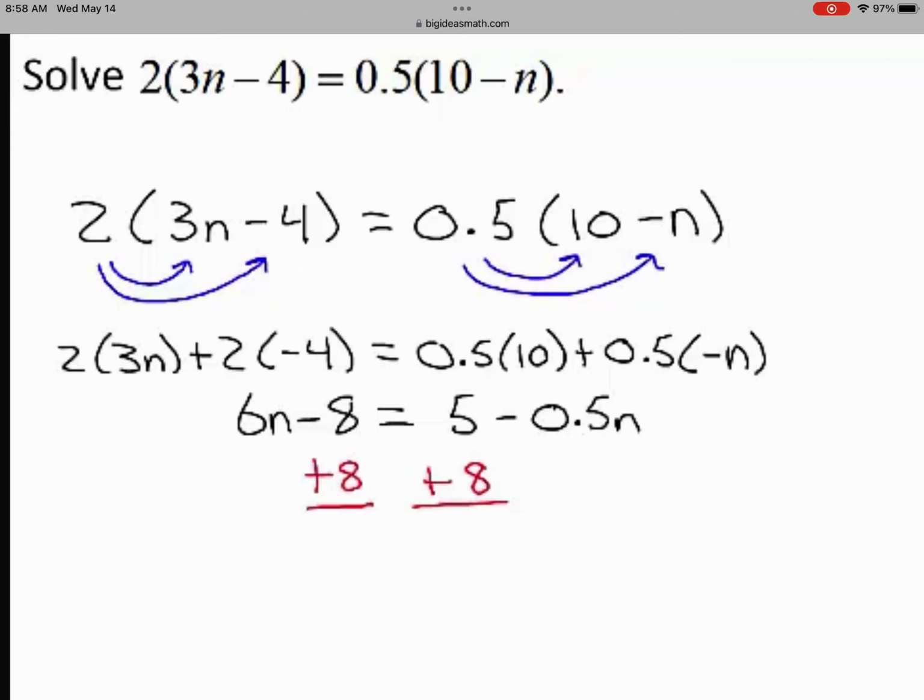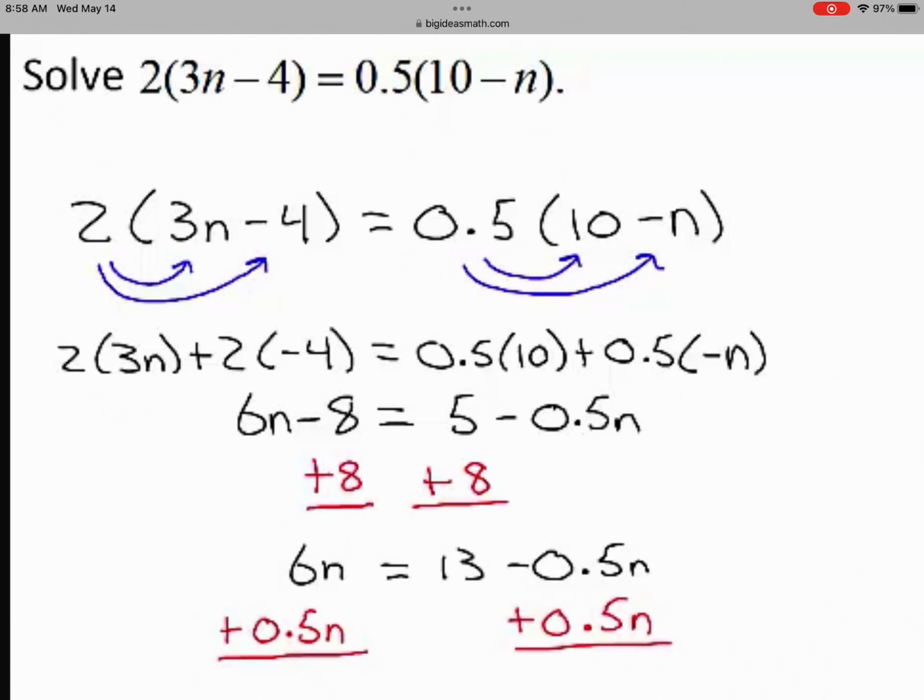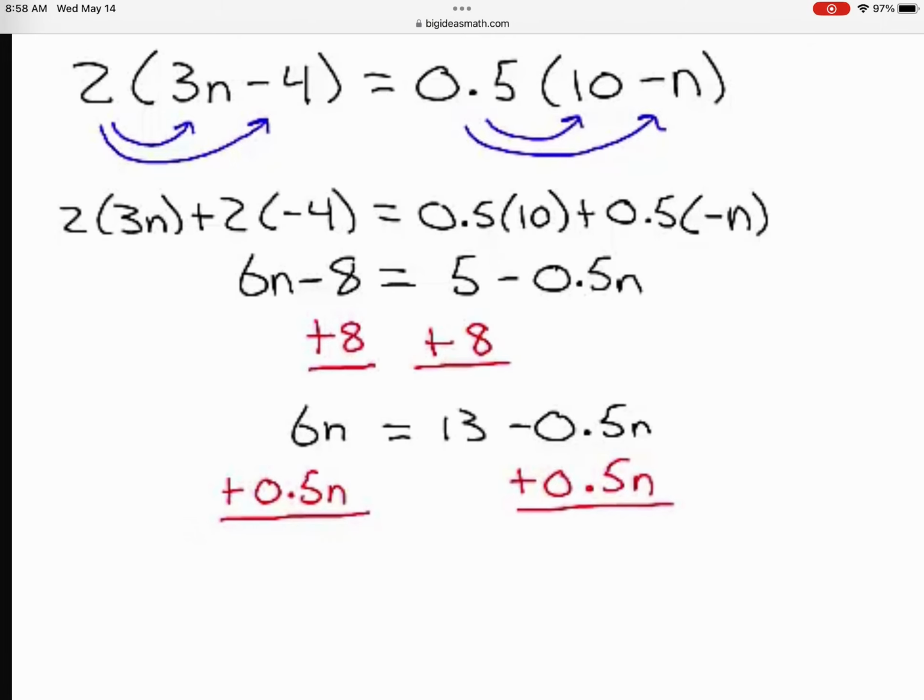Next, add 8 to each side of the equation to collect the constant terms on one side of the equation. Because negative 8 plus 8 equals 0 and 5 plus 8 equals 13, 6n equals 13 minus 5/10 n. Next, add 5/10 n to each side of the equation to collect the variable terms on the other side of the equation. Because 6n plus 5/10 n is 6 and 5/10 n, and negative 5/10 n plus 5/10 n is 0, 6 and 5/10 n equals 13.